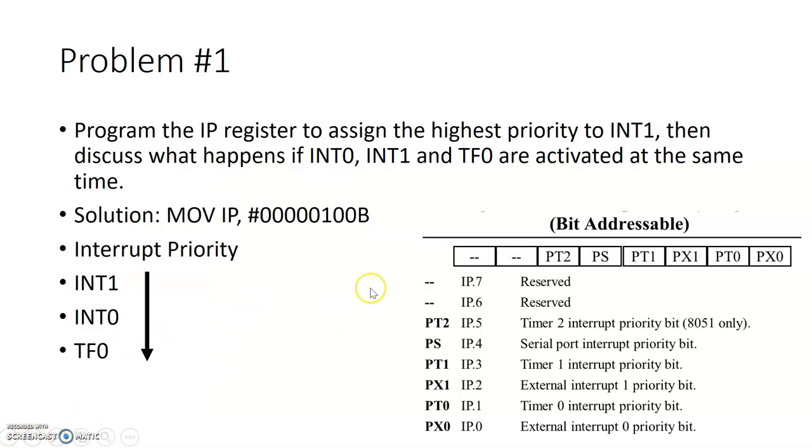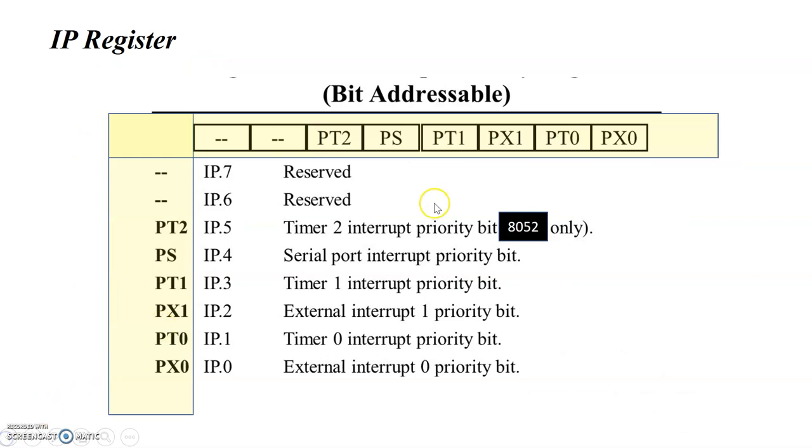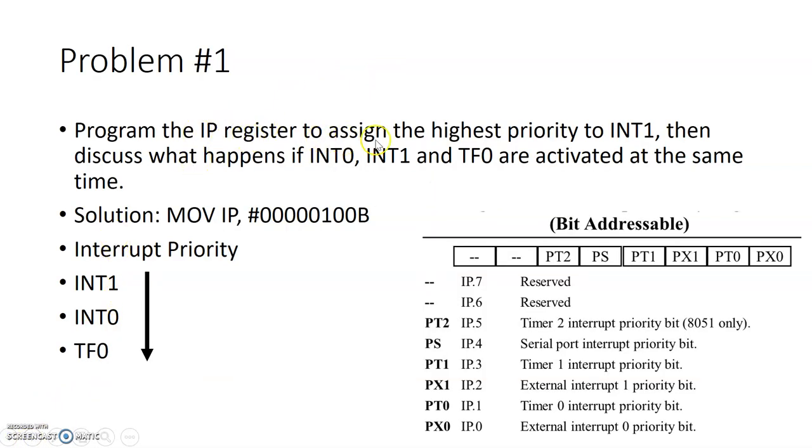So I am taking one problem. The first one is: program the IP register, the register which we discussed just now, to assign the highest priority to INT1. Then discuss what happens if INT0, INT1, and TF0 are activated at the same time.